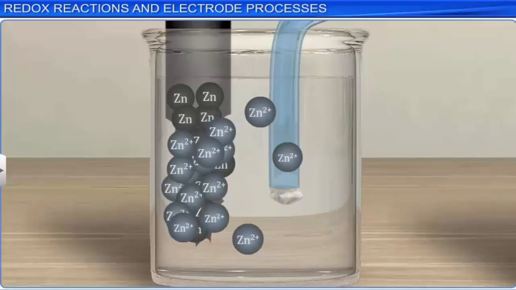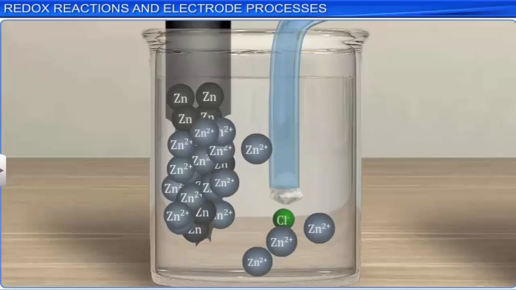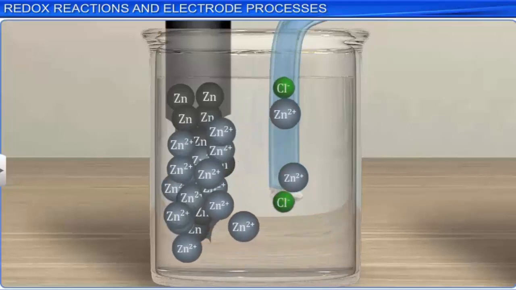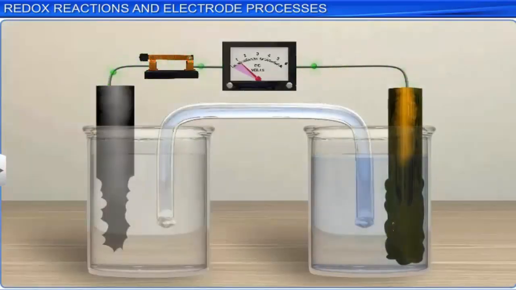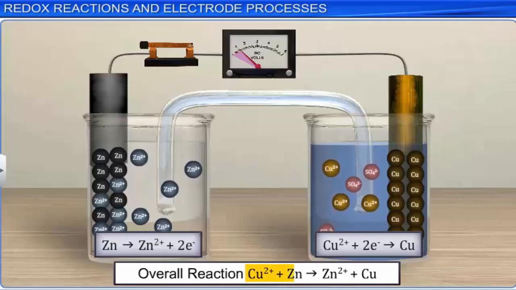Thus, the reaction goes on continuously till the solutions get exhausted. The reaction stops when either the zinc rod or the copper ions are depleted. The overall equation for the reaction is: copper 2+ ions react with zinc metal to form zinc 2+ ions and copper.